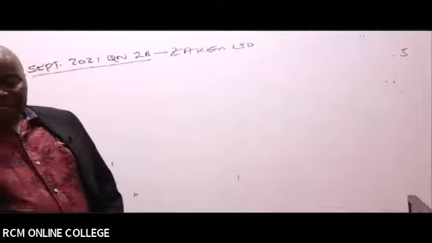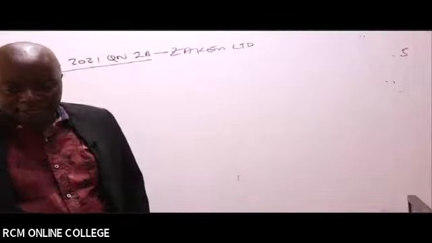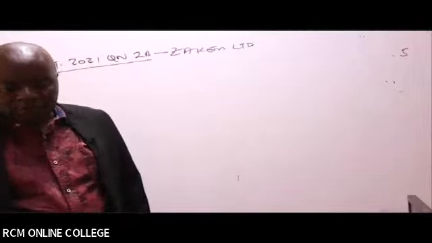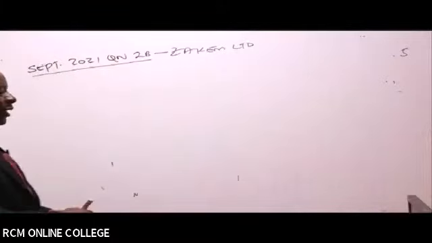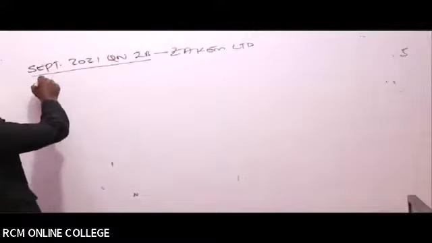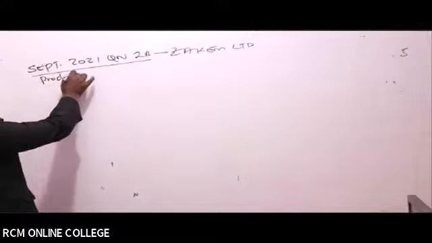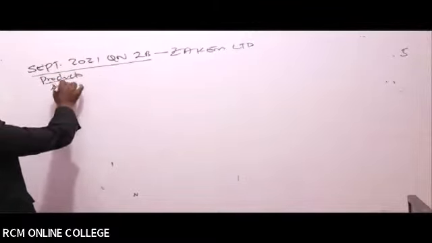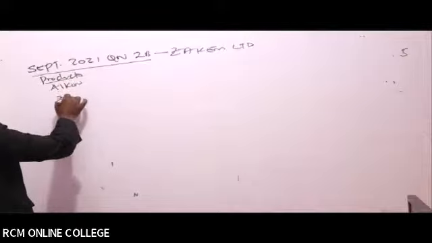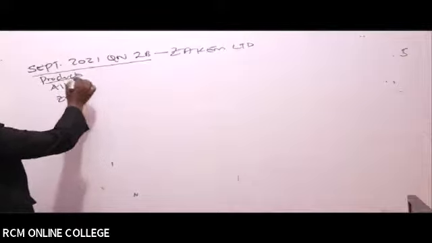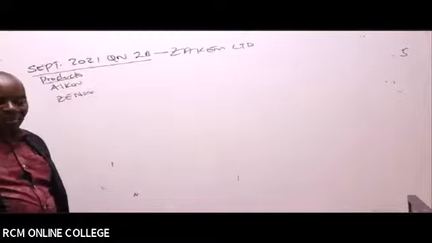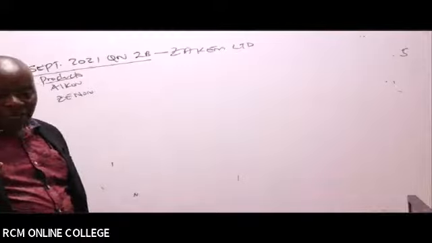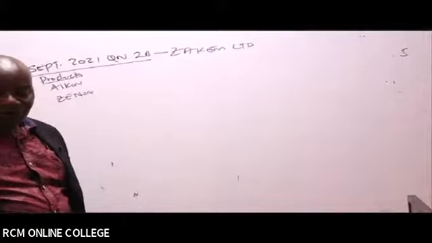So Chem Limited produces two products, namely alcohol and xenon. So we have alcohol and xenon. The products here, we have alcohol and then we have xenon. The final product. In linear programming, we must always start with the final product. So we have alcohol and xenon.